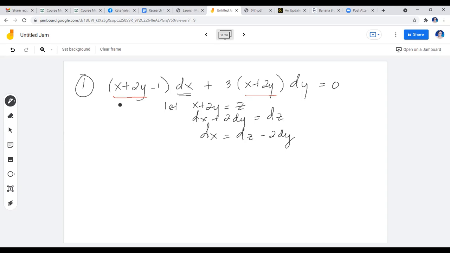So for the first coefficient here, x plus 2y being z, I have z minus 1. Then I'll change the dx here to this one. And for the second term, I will have 3, and then I have x plus 2y, which is z. Then I have dy.